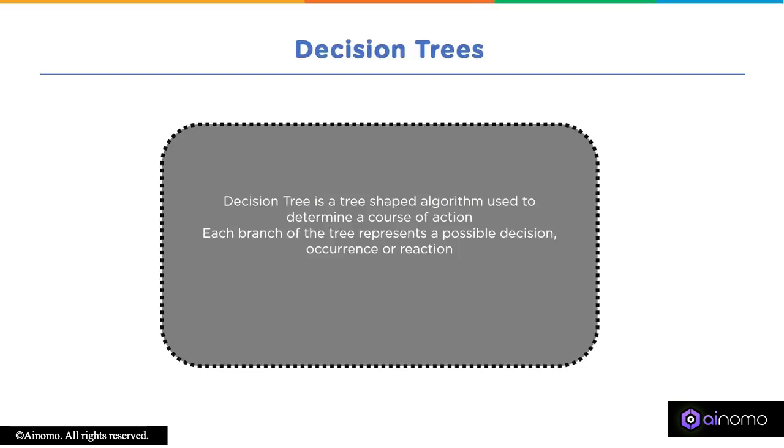Let's go ahead and take a look at decision trees, a very different way to solve problems from the linear regression model. A decision tree is a tree-shaped algorithm used to determine a course of action. Each branch of a tree represents a possible decision, occurrence, or reaction.